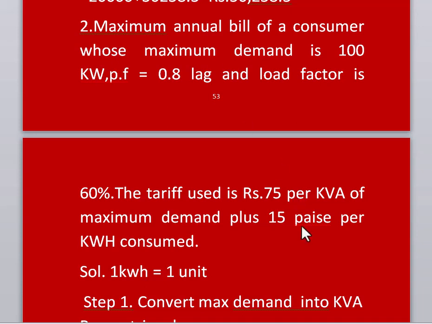So let me consider another problem, that is the maximum annual bill of a consumer whose maximum demand is 100 kilowatts.